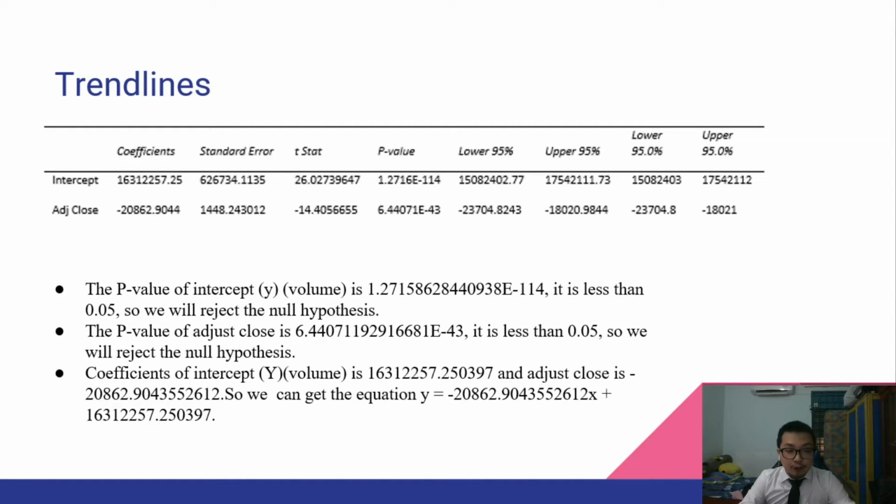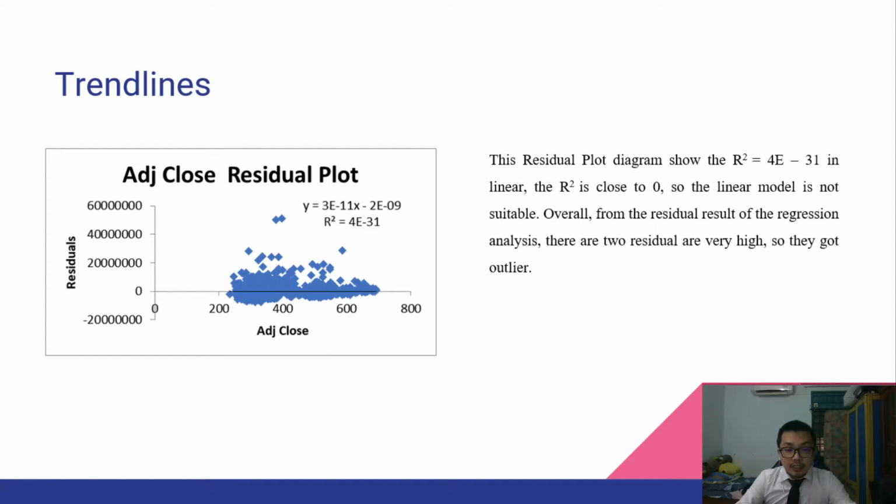The coefficient of the intercept y volume is 1631225.250397 and adjust close is negative 20x62.9043552612. So we can get the equation y is equal to negative 20x62.9043552612x plus 1631225.250397. This residual plot diagram shows the R square equal to 4e minus 31 in linear. The R square is close to 0, so the linear model is not suitable. Overall, from the residual result of the regression analysis, there are 2 residuals that are very high, so they are called outliers.